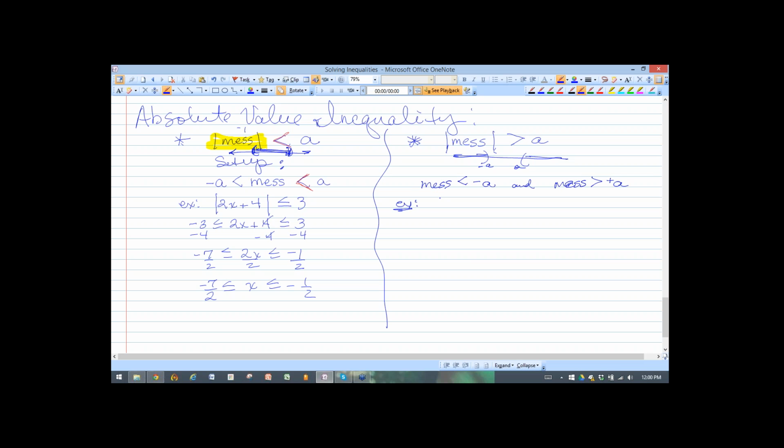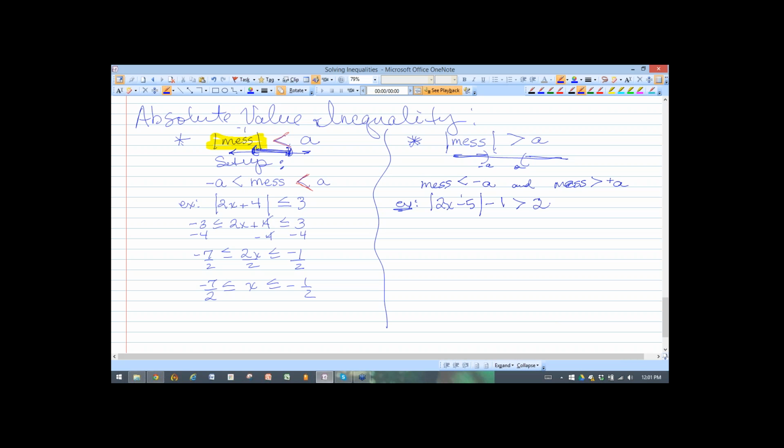Okay, so an example of this would be this absolute value. Let me show you something here. Here's what we can do too. We can have the absolute value of 2x minus 5, and let's do minus 1 greater than 2.